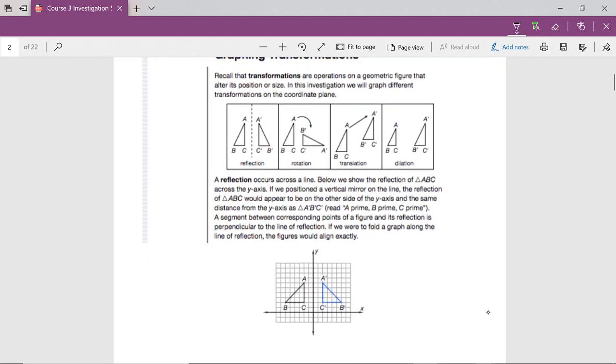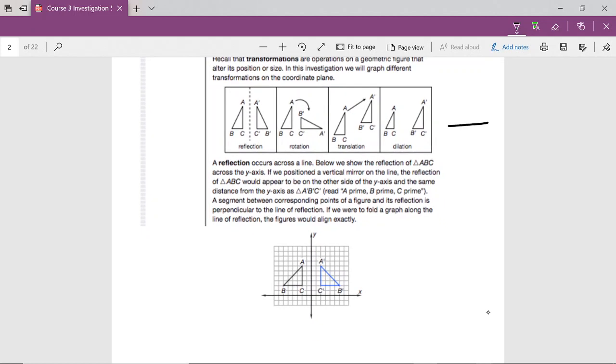First one we're going to look at is a reflection. You can see kind of an overview of all four right there. A reflection occurs across a line. Typically we use the x-axis and y-axis, but we can actually reflect over any line. Below we show the reflection of triangle ABC across the y-axis.